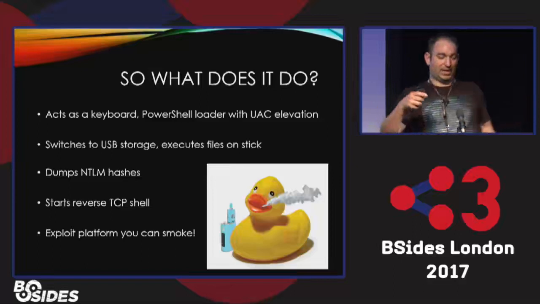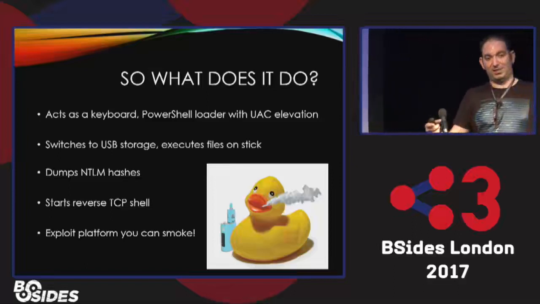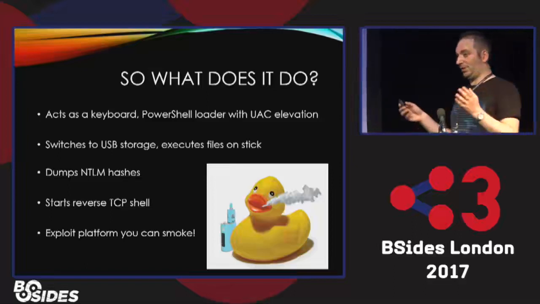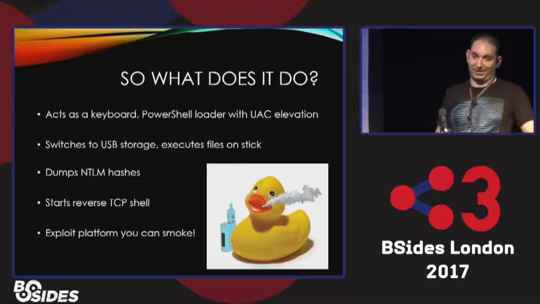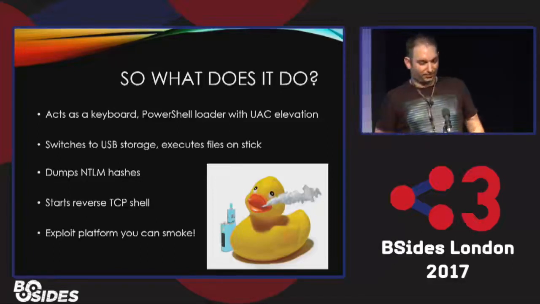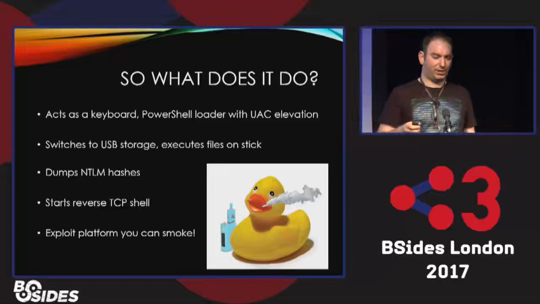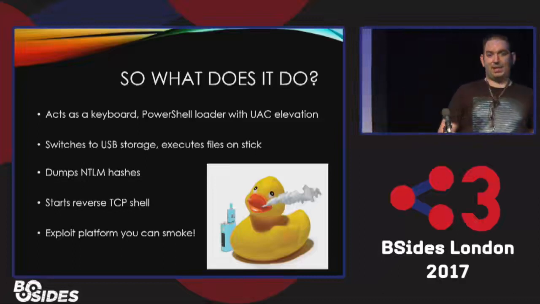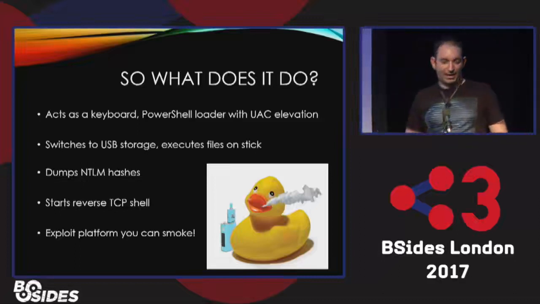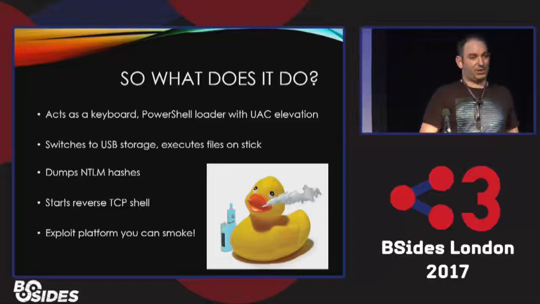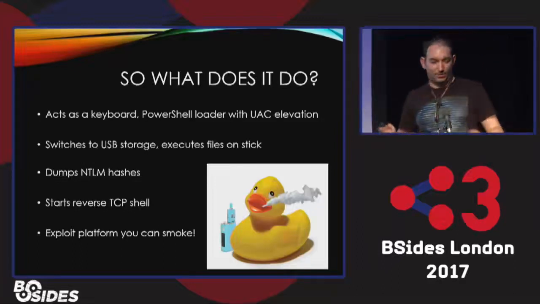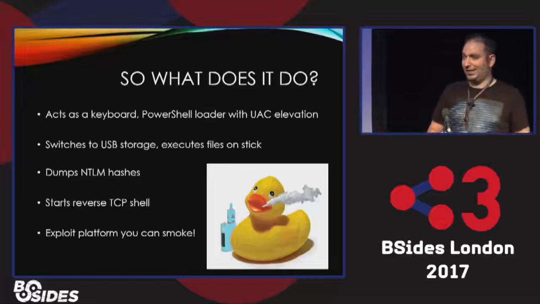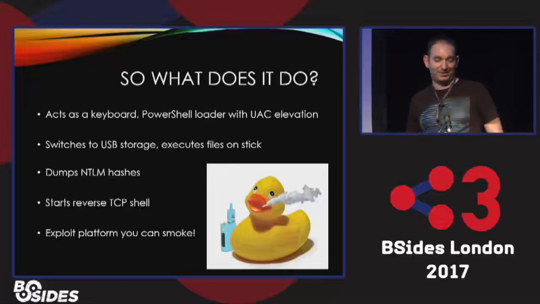Because in the meantime, while this has happened, I've switched to USB storage mode, and I've got now a USB stick that's appeared, and in it is my extra PowerShell. And what this PowerShell does is it dumps the NTLM v2 hashes, and it starts a reverse TCP shell, and you can do all manner of different things as well. And crucially, it's an exploit platform that you can smoke.